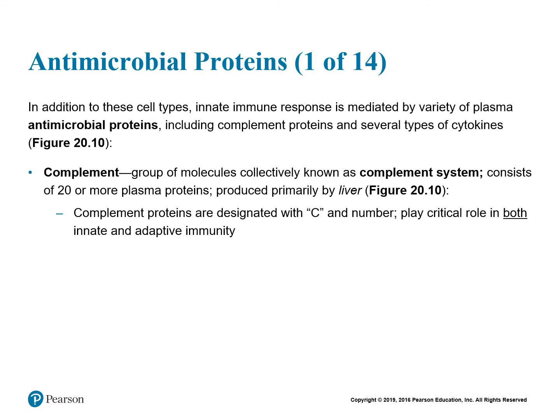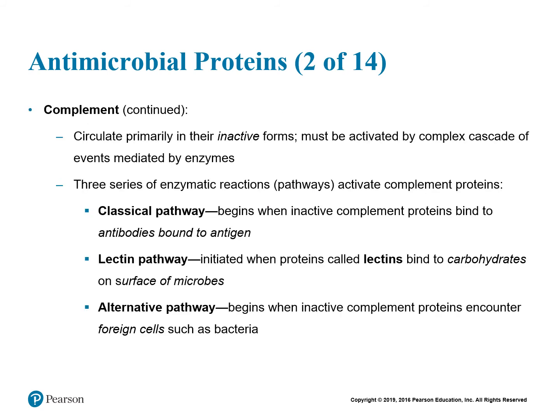So again, those antimicrobial proteins that I was talking about, we call them complements. There are more than 20 plasma proteins, mainly made by your liver, that make up the complement system. Those are typically pre-named with a C, and they're really important for both innate and adaptive immunity. You have three different pathways for these complements. The classical pathway happens when a protein binds to the antibodies that are bound to the antigen. So it begins whenever an antibody attacks an antigen. There's something dangerous floating through your system, but you luckily have the antibody that recognizes it as foreign or as bad. Once those two bind, the classical pathway activates and a complement protein attaches to it.